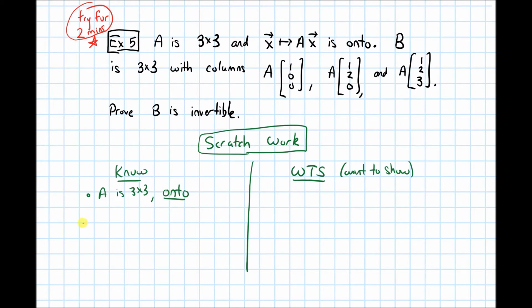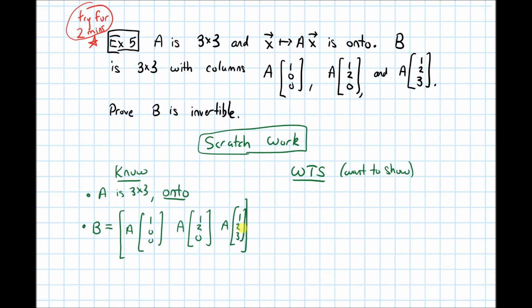And the other thing that we know is something about B and what B looks like. So B is a matrix. One of its columns is A times (1, 0, 0). The next column is A times (1, 2, 0). And the next column is A times (1, 2, 3). Okay, so let's squeeze that in there. Let me give myself a little bit more room here. Okay, so that is the end of the matrix, and let me put this line to separate what I know from what it is that I want to show. And what I want to show, my goal, is to prove that B is invertible.